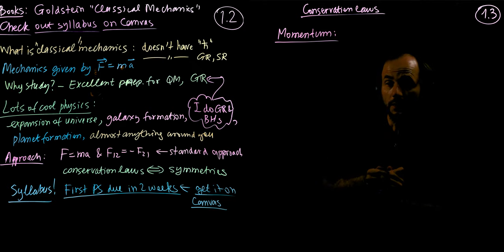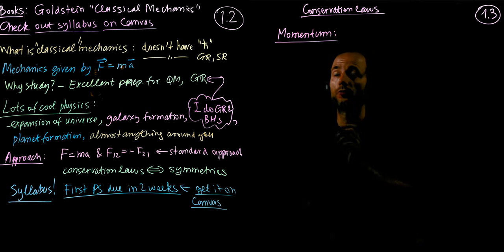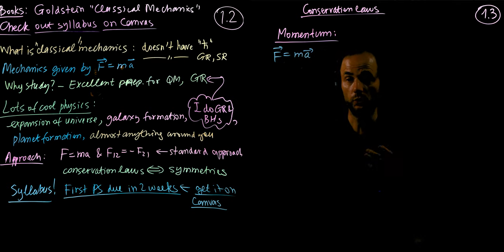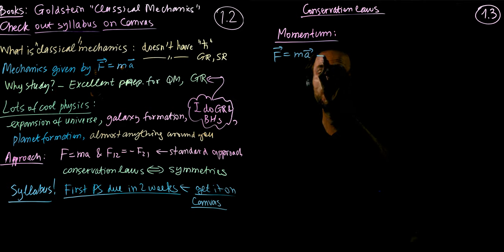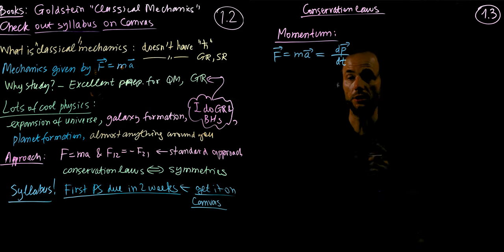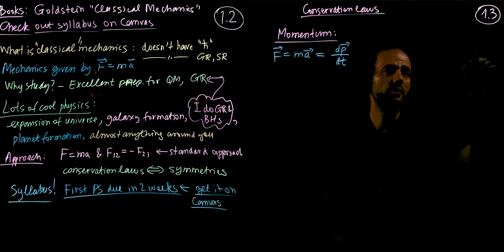How do we get at the conservation of linear momentum? Well, let's start from Newton's second law. That states that F is equal to mass times acceleration. We can rewrite this as the time derivative of the linear momentum. Here, we have in mind a very simple system.